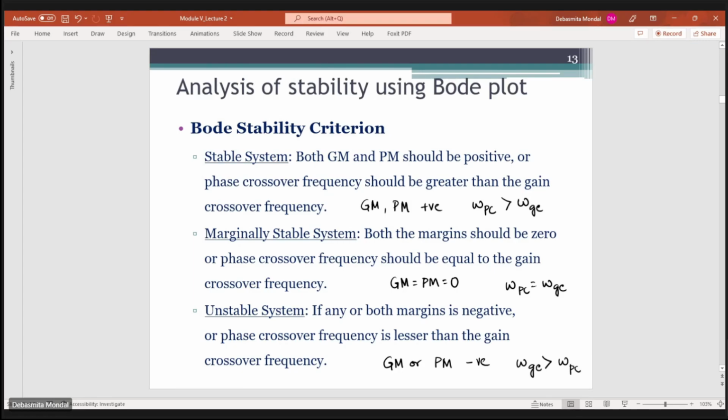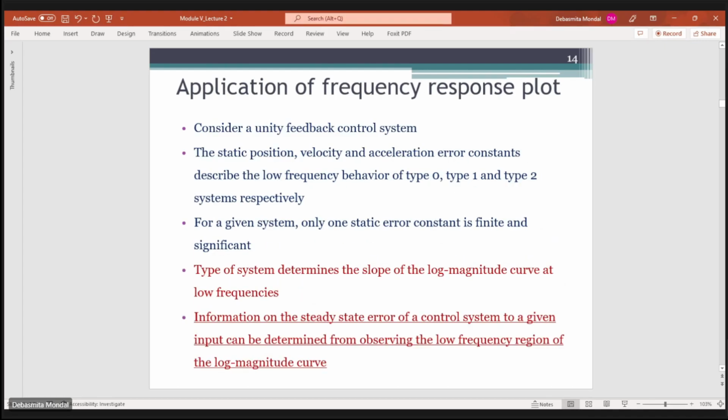So once a Bode plot is given to you, you have to find out the value of the gain crossover frequency, the phase crossover frequency, and the corresponding gain margin and phase margin. Depending on the values of these, we can find out how stable your system would be. Okay, so this was about how we can analyze the stability of a system using the Bode plot.